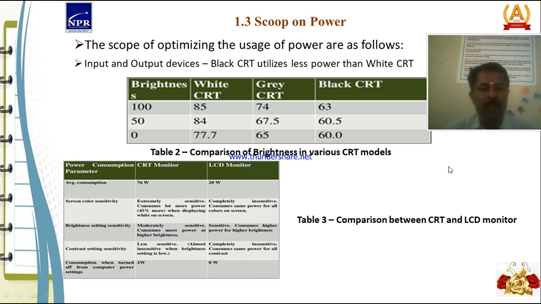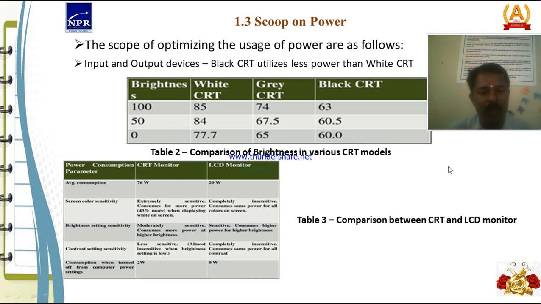The input and devices for black CRT utilize less power than white CRT. See the diagram comparing brightness in various CRT models: white CRT, grey CRT and black CRT. See the values. Then, a comparison between CRT and LCD monitors for the power consumption parameter. See the difference between these two: average consumption for a CRT monitor is 76 watts, and for an LCD monitor 20 watts.